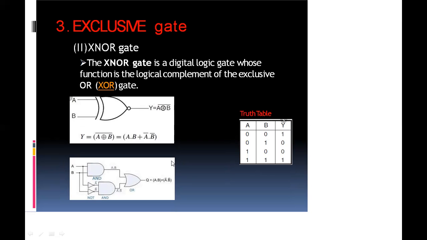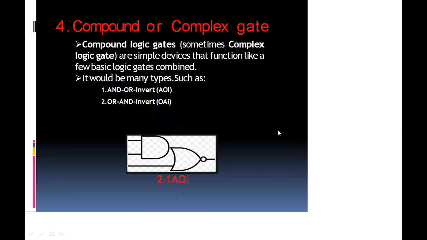And here the truth table and the diagram, and the output function of the exclusive NOR gate are also shown. And here is the truth table for the exclusive NOR gate. And here it is a complex gate, because it is AND OR invert. If it is AND OR invert, then it is called a complex gate.